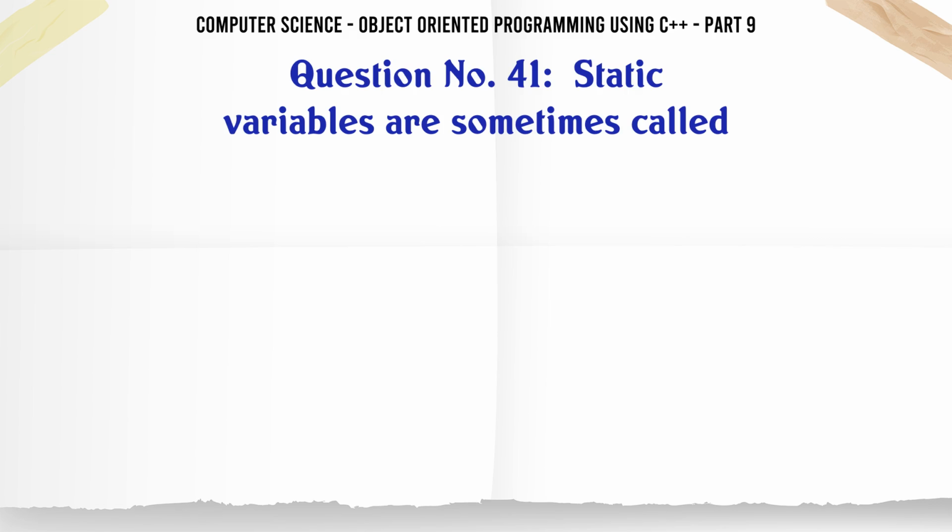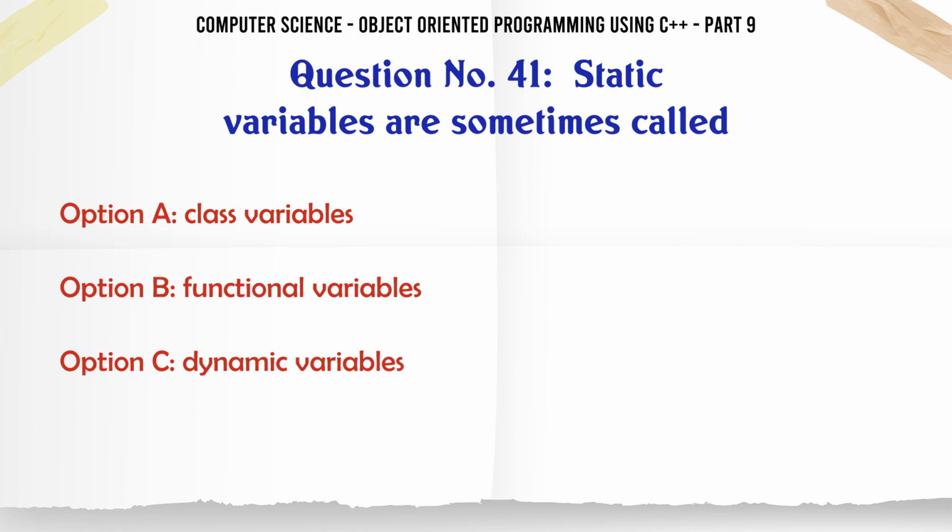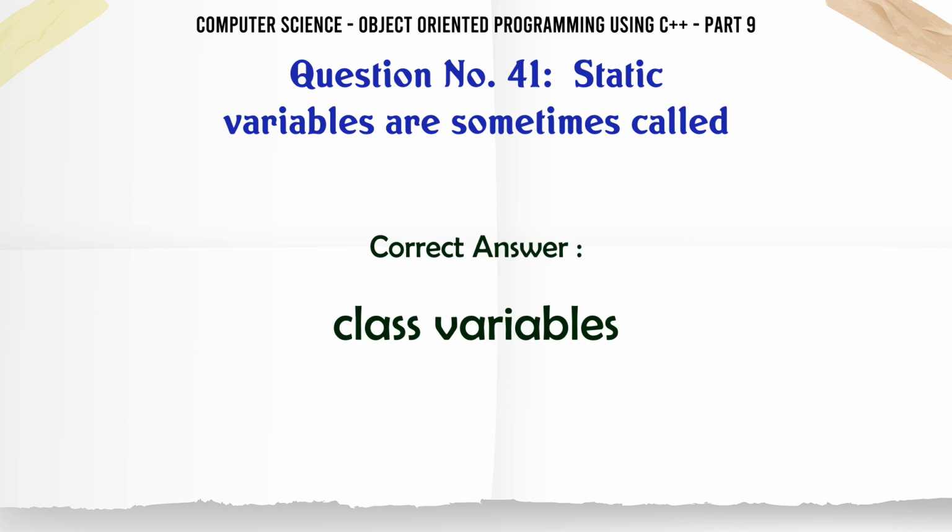Static variables are sometimes called: A. class variables. B. functional variables. C. dynamic variables. D. auto variables. The correct answer is class variables.